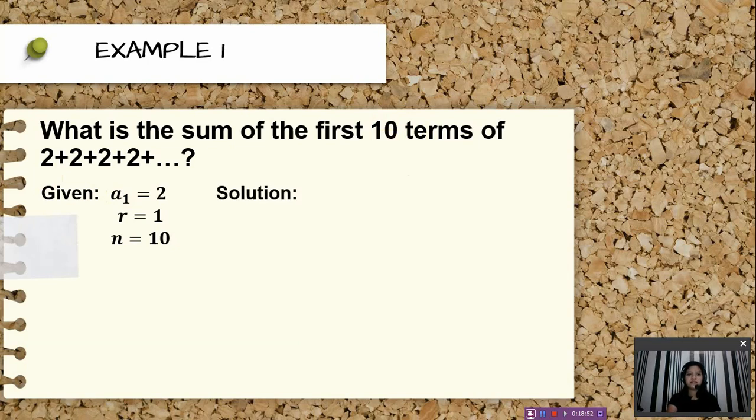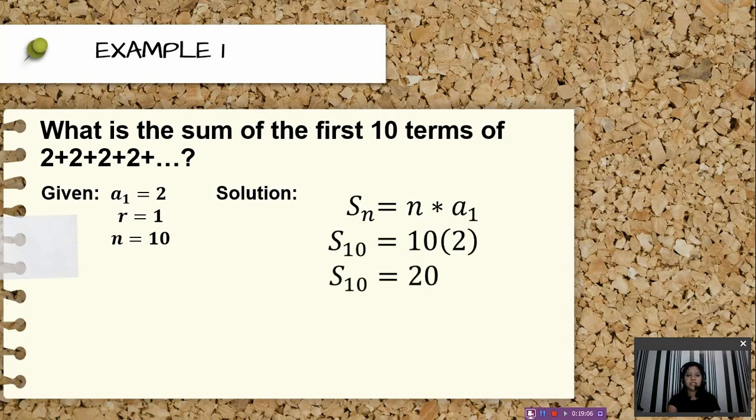So, which formula should we use? S sub n is equal to n times a sub 1. So, just substitute. S sub 10 is equal to 10 times 2. 10 times 2 is 20. So, S sub 10 is equal to 20. Therefore, the sum of the first 10 terms is 20.